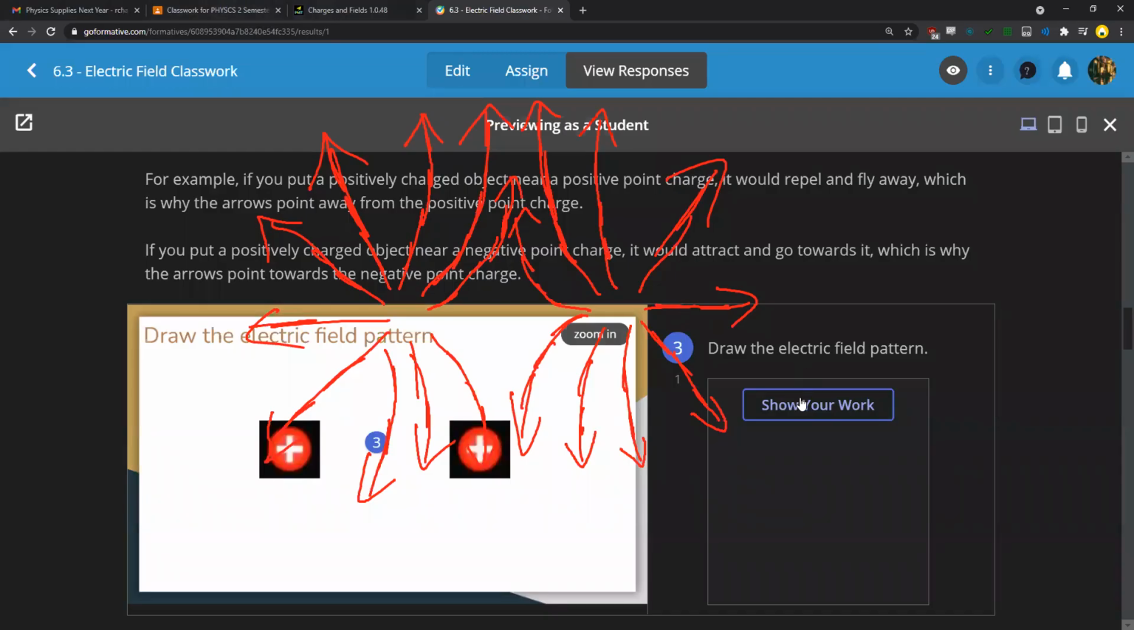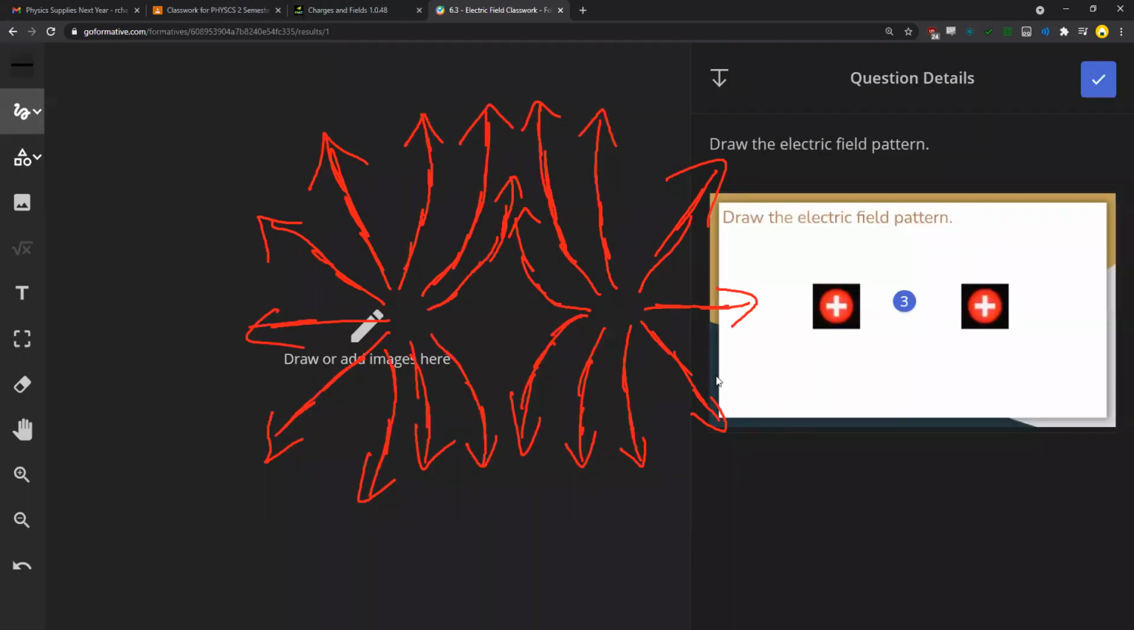And so you would draw it over here. Right? You would draw it over here. And I'll use my mouse to draw it. So you have two positive point charges. Right? And there you have arrows pointing out. Right, they're pointing out.